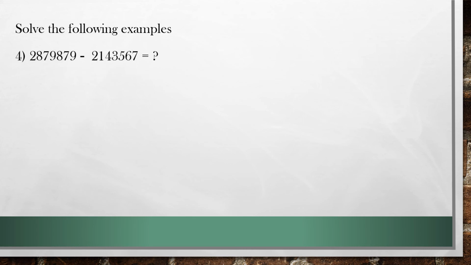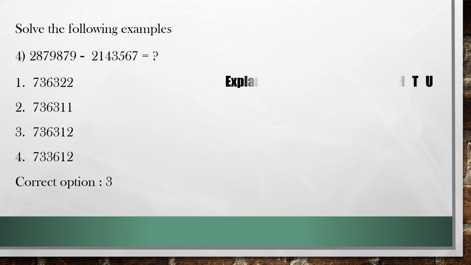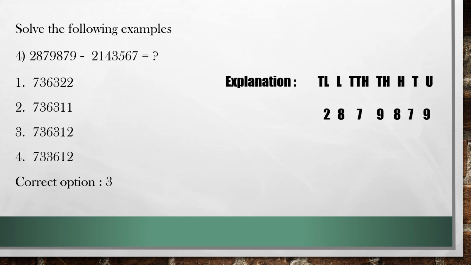Solve the following examples. Now I have 28,79,879 minus 21,43,567. Okay, I have 4 options, out of which one is correct, and let us see how we are going to solve the sum. Now I have written down the units properly, one below the other. You have to write down the digits properly.